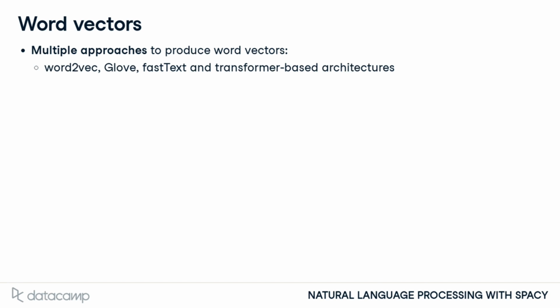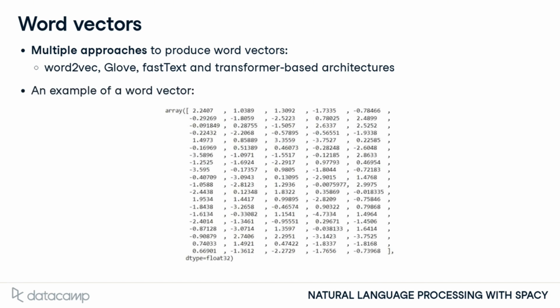There are multiple approaches to produce word vectors. Some of the most well-known algorithms are word2vec, GloVe, fastText, and transformer-based models. To process and train n-dimensional word vectors, word2vec and fastText use neural network architectures, while GloVe uses word co-occurrence matrices, and transformer-based models use more complex architectures to train and predict word vectors.